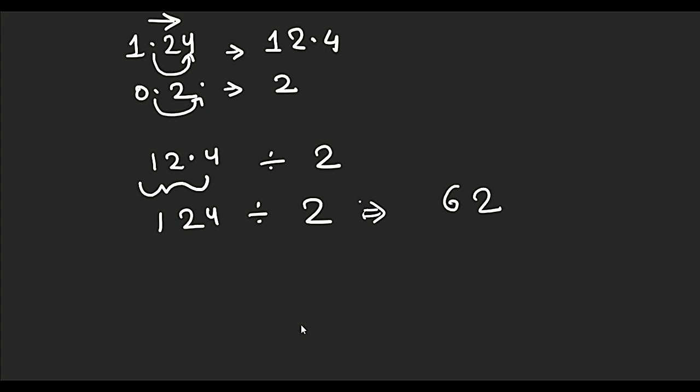So in my number, it was 12.4. You see how many digits were there after the decimal point. We always count from the right. Okay, so there is only one digit after the decimal point. So in the final answer also, we'll place the decimal point after one digit from the right, which is like this. So my final answer will be 6.2.